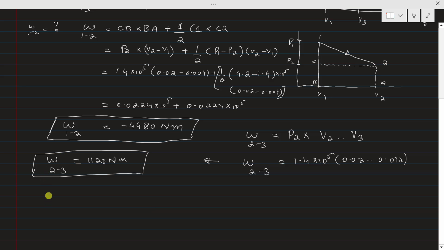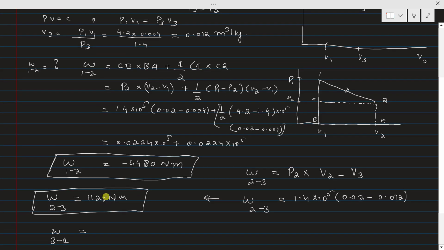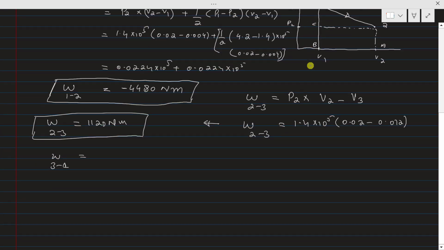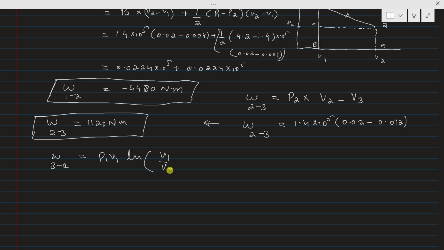Next, we need to find the work input from process 3 to 1. Compression takes place while PV is equal to constant. So from 3 to 1, it must be equal to P1 V1 ln V1 divided by V3. Because from 3 to 1 we are talking, that's why here it will be V3.